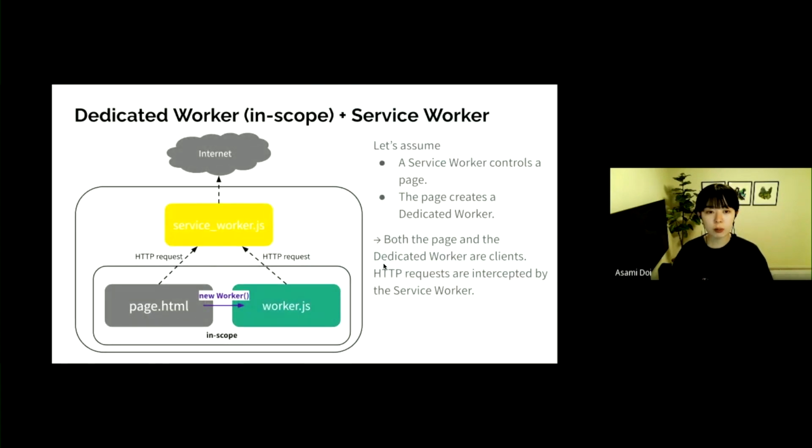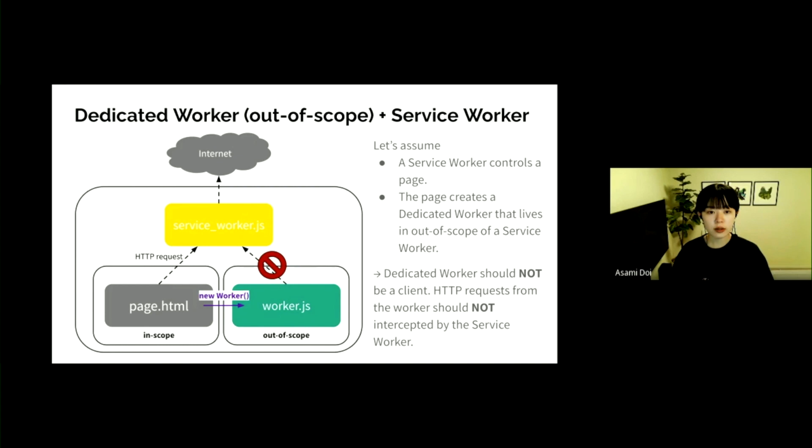Let's assume an example case. We have a single page, a dedicated worker, and a service worker. The service worker controls the page, which means the page lives in scope. And then the page creates a dedicated worker by calling the Worker constructor. In this case, both the page and the dedicated worker are clients. Also, HTTP requests are intercepted by the service worker.